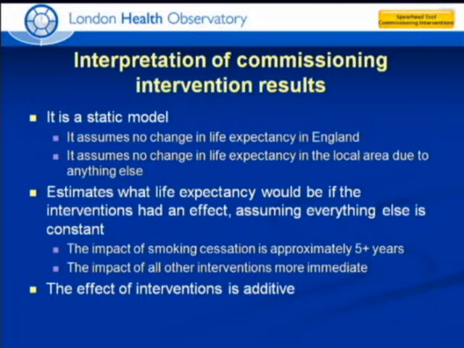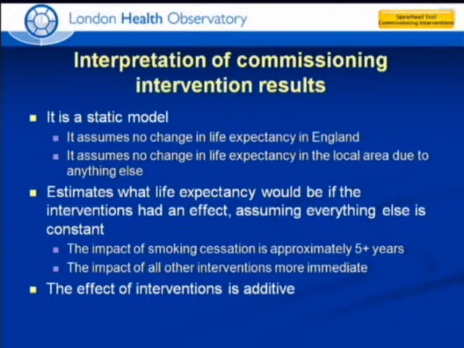But what it does do is it allows the local areas to think about the kinds of scales of interventions they should be using. So it tells them whether they need to aim for 3,000 smoking quitters or 10,000 smoking quitters and the likely effect that's going to have. It doesn't tell them exactly what's going to happen. It doesn't predict anything. It's just something for them to test out various scenarios. So it estimates what life expectancy would be if those interventions had an effect, assuming that everything else remains the same.